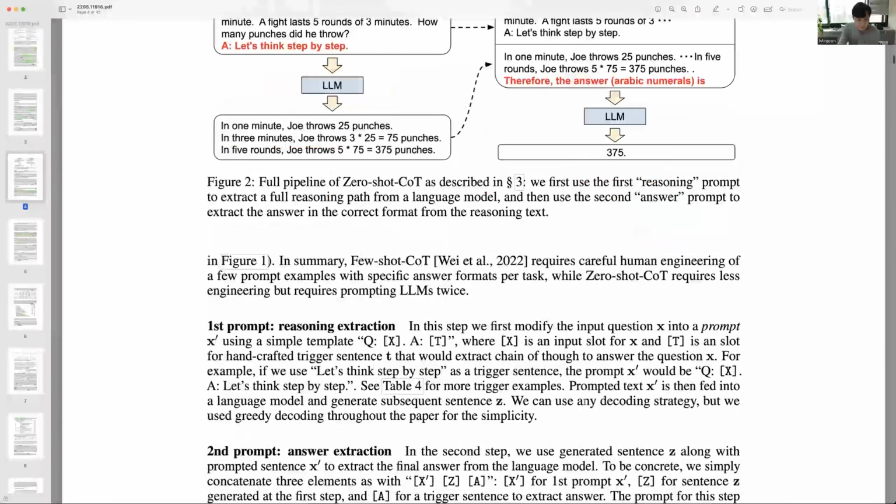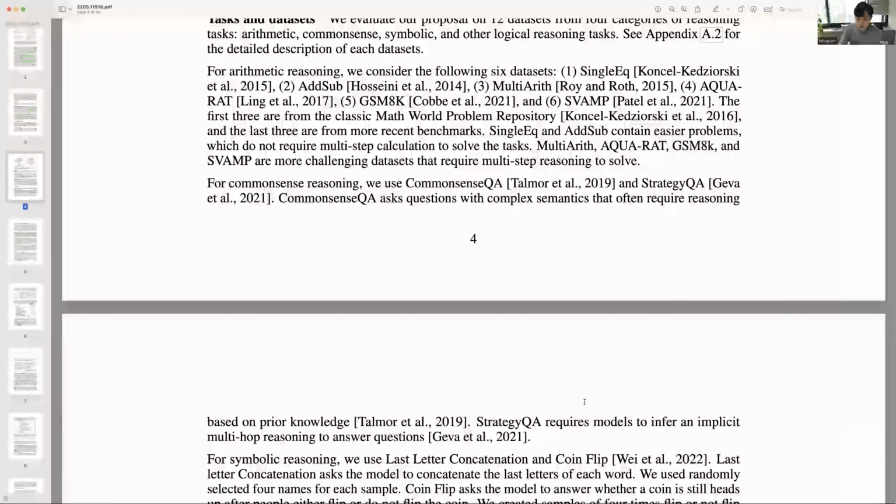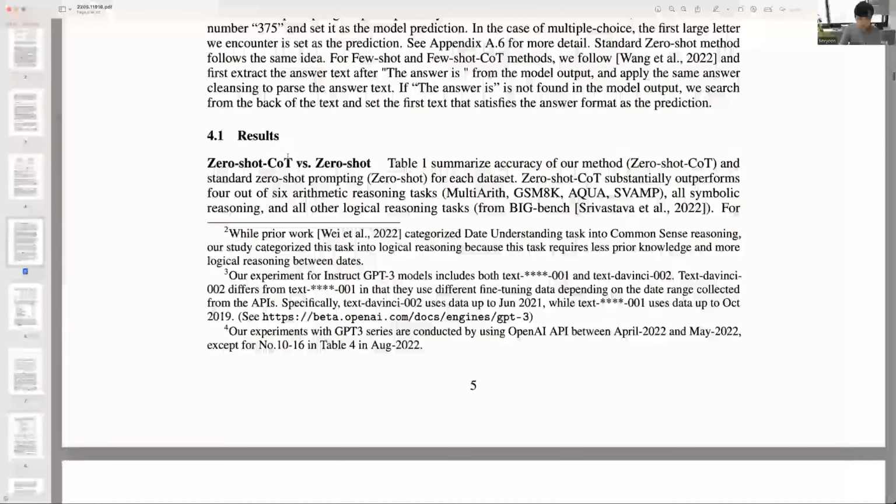I think the implication is simple but powerful. What they're trying to say is that the language model just needs very few keywords to activate the ability to generate the explanation. And once the explanation is generated, the language model is also able to get the answer correct relatively more easily. I think the other parts of the paper are more details.